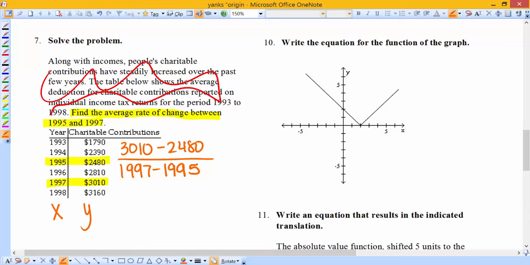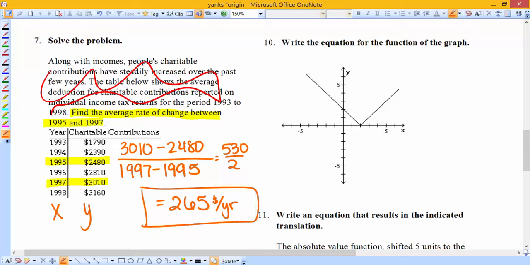So I'm going to cheat, use my calculator again. Minus 2480. This gives me 530 divided by 2. So my average rate of change ends up being $265 per year. I'm not going to mark you wrong if you guys didn't put the dollars per year, but it's 265.